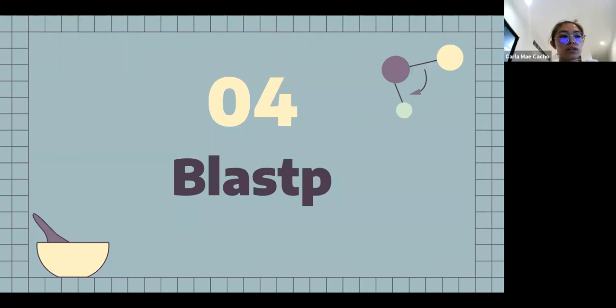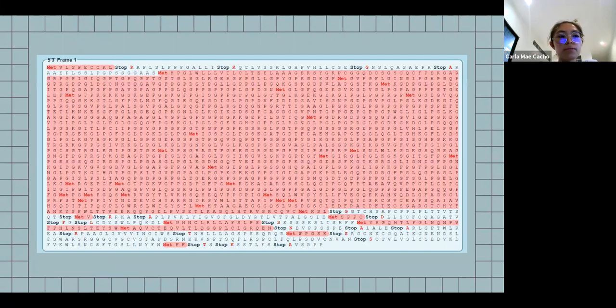This portion will contain the sequence used for the BLAST-P. Next slide, please. Here we have the protein sequence found in the ExPASy translation. We use the nucleotide sequence to determine the protein or amino acid sequence. Next slide.